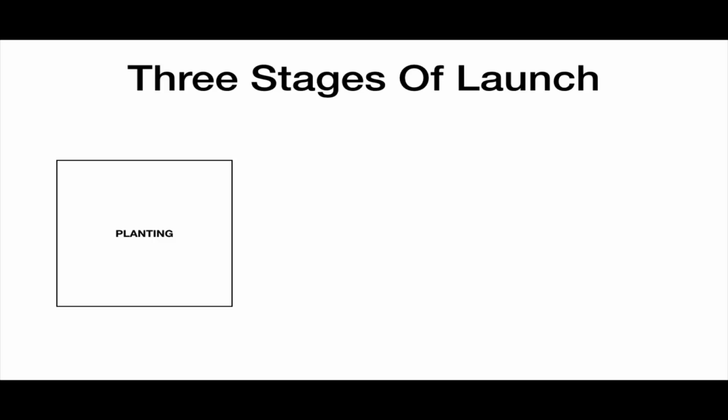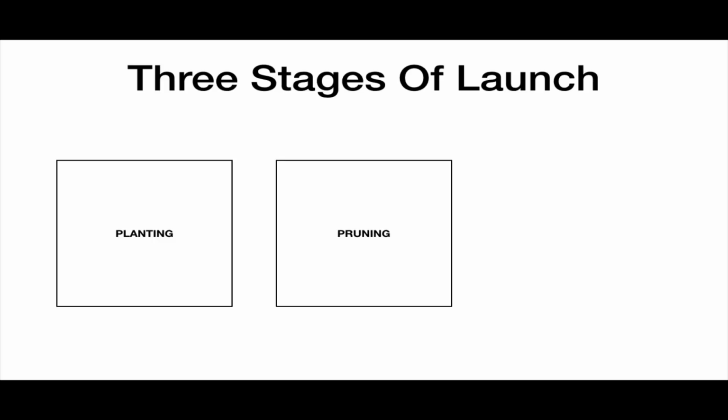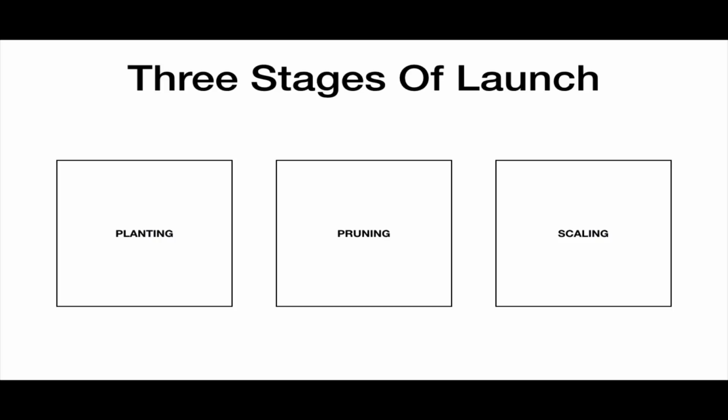And in this video, I'm going to show you a super simple launch strategy that just flat out works. So let's get started. There are 3 stages of launching a product on Amazon. I'm going to show you what the stages are, and then I'll walk you through all 3 of them. Stage 1 is called planting. Stage 2 is called pruning. And stage 3 is called scaling, right?